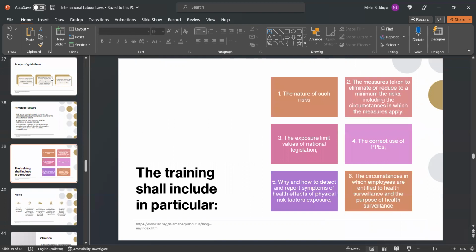Training shall include in particular the nature of such risks, the measures taken to eliminate or reduce to a minimum the risks including the circumstances in which the measures apply, exposure limit values of national legislation, the correct use of personal protective equipment, why and how to detect and report symptoms of health effects of physical risk factor exposure, the circumstances in which employees are entitled to health surveillance, and the purpose of health surveillance.